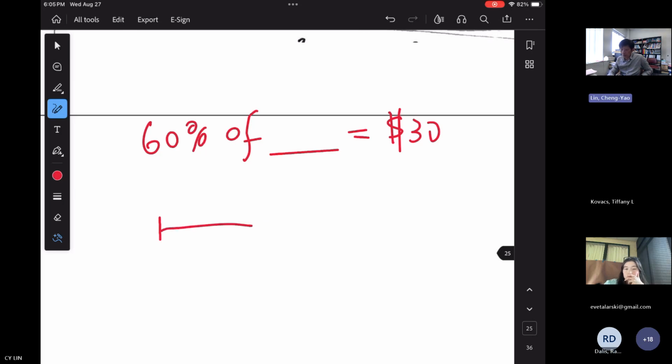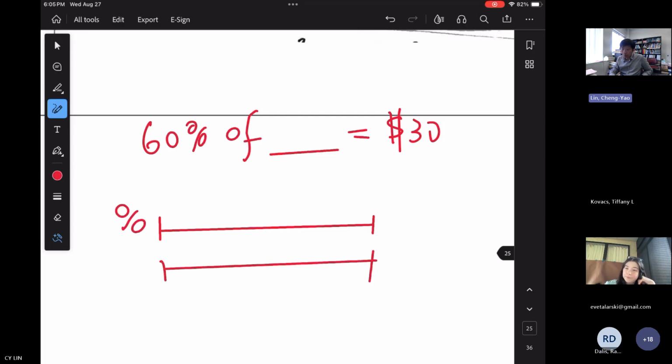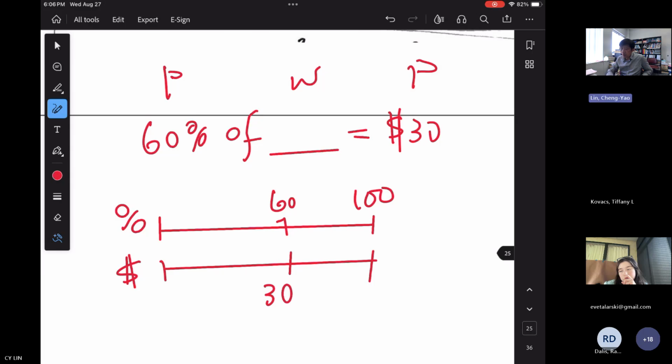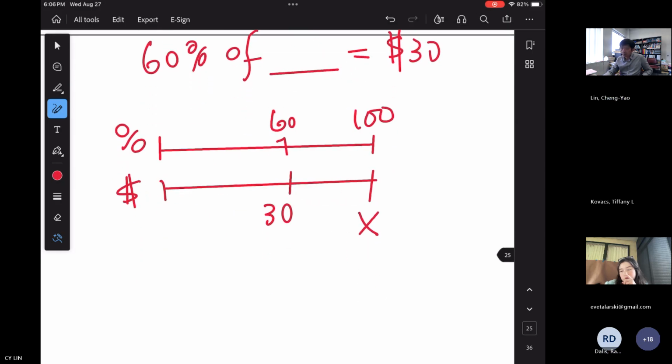Now we can do the second method like this. Whatever the percentage, put it here, and the number, put it here. This time it is money, so I'm going to put money here. 60% is right here, and 100% is the whole, right? The part is $30. Do we know the whole? We don't know, so that is X. Can we say this is X? Yes.